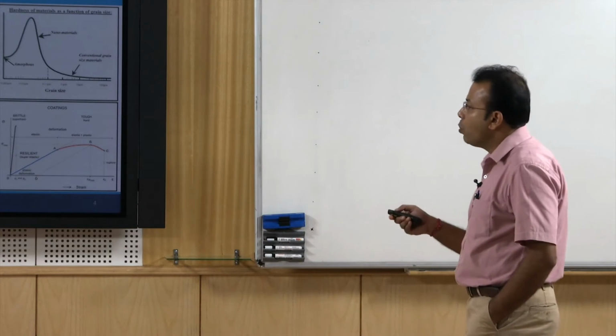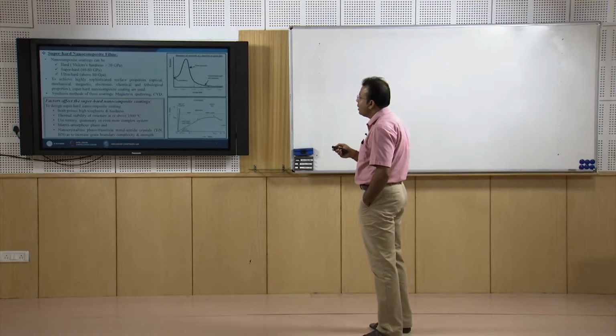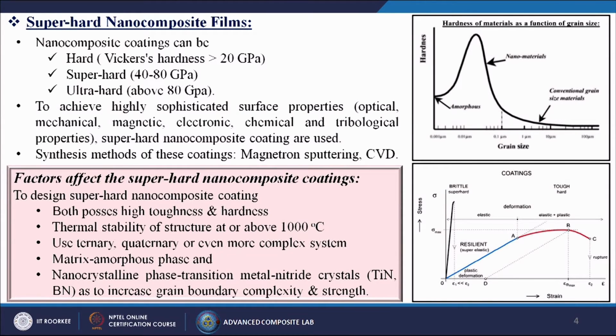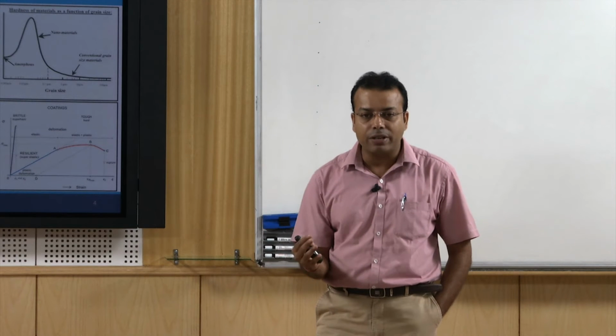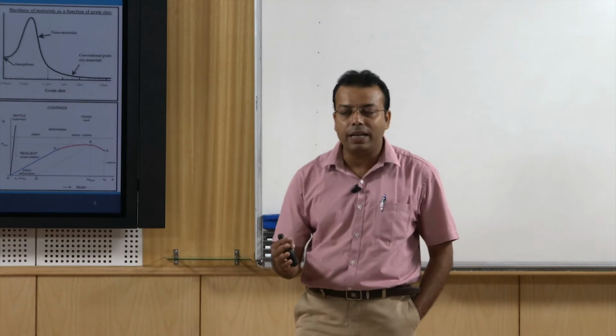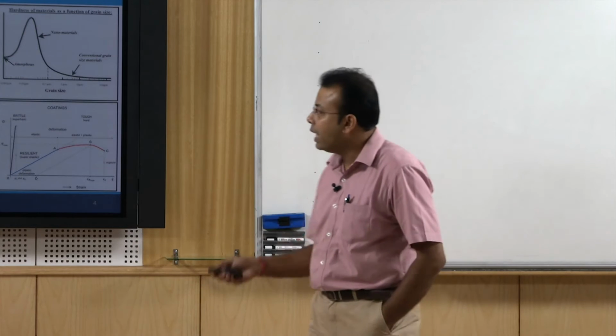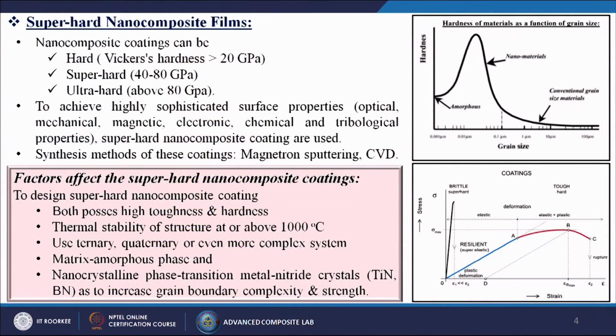Nanocomposite coatings are hard when the Vickers hardness is more than 20 gigapascal, super hard generally when it is around 40 to 80 gigapascal, and ultra hard above 80 gigapascal. So based on the mechanical strength or the hardness we achieve from that particular material, we can divide materials into different zones, that is hard, super hard, or ultra hard.